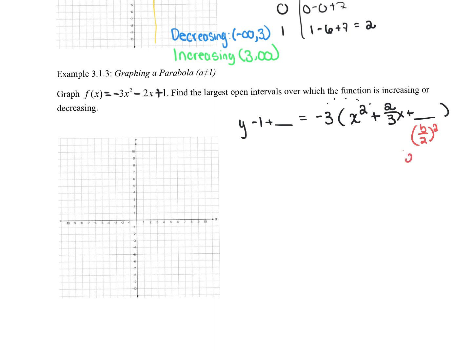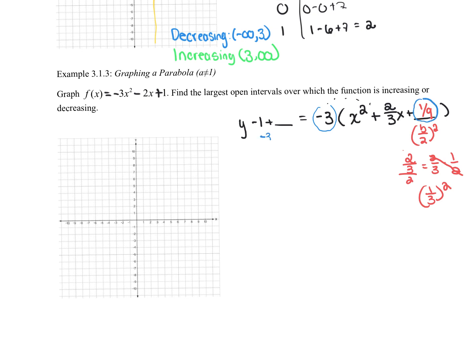So b is 2/3. So 2/3 divided by 2 is the same thing as 2/3 times 1/2. And those 2's are going to cancel out. So you get 1/3. And then you have to square it. And so when you square that, you get 1/9. Now be very careful. You didn't add 1/9. You really added negative 3 times 1/9.